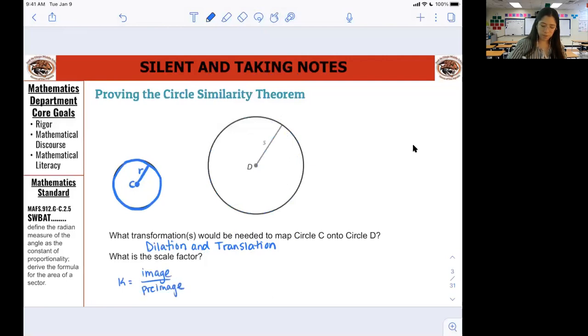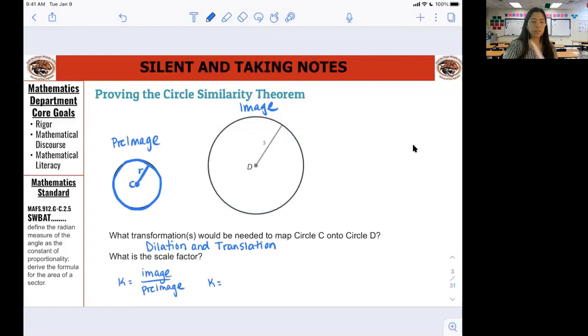So if circle C is my pre-image and circle D is my image, using the radii, what would be my scale factor? It doesn't have to be a whole number. It can be the number that is made from simplifying the fraction. Which two variables are going to go in using the radius? The radius of the pre-image.